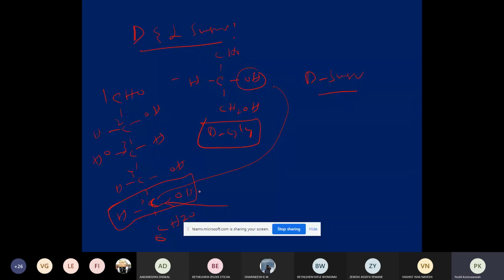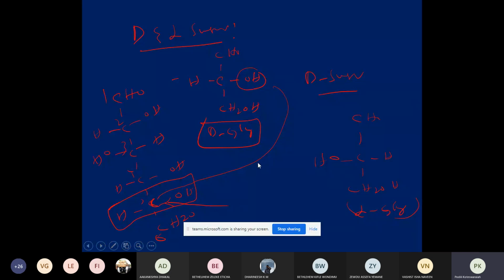If the sugar has the L-glyceraldehyde configuration on the penultimate carbon, it is known as an L sugar. For example, we know that L-glyceraldehyde has the hydroxyl group on the left, and this is the CH2OH. If the sugar has the L-glyceraldehyde configuration on the penultimate carbon, it is known as an L sugar.